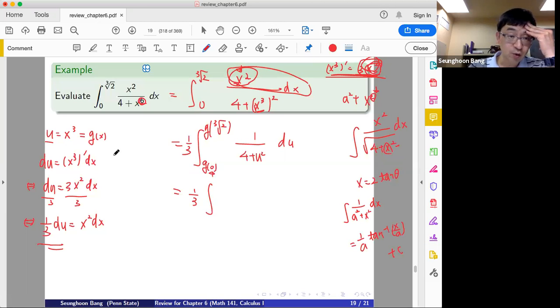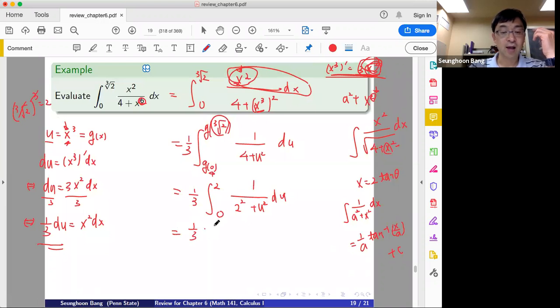You plug 0 into here. The 0 cubed is 0. You can plug cube root of 2 into here. What's that? The cube root of 2, cubed, we have only 2. The cube root cancelled. The top is like 2. 1 over the 4 is 2 squared plus u squared du. You have to keep 1/3.